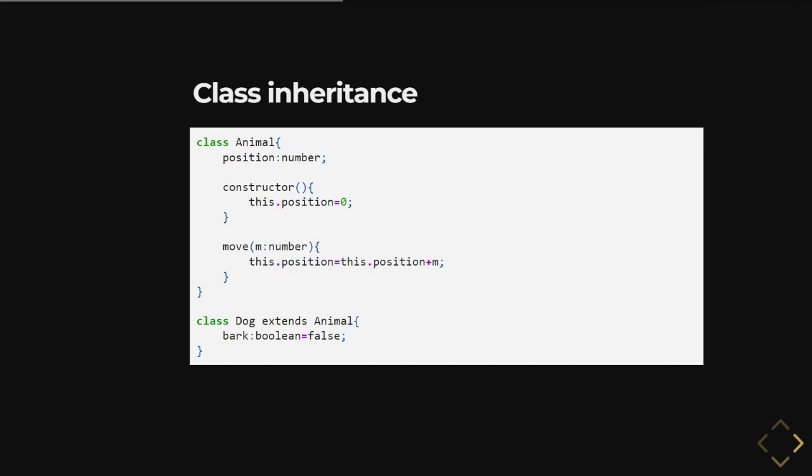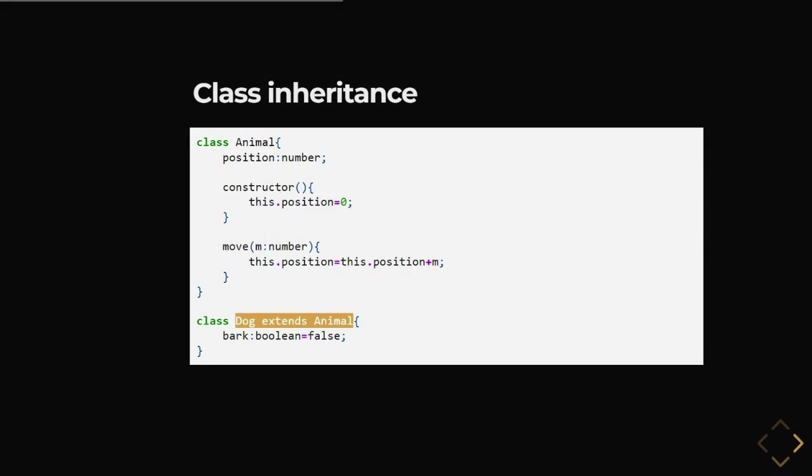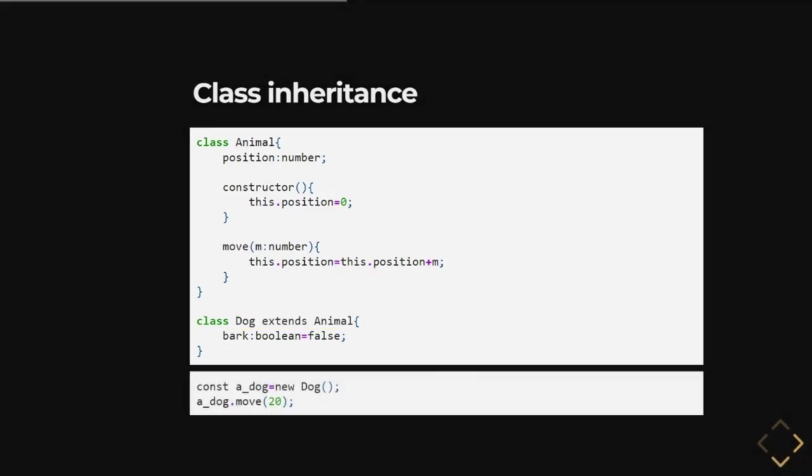A class can inherit from another class and serve as a base for other classes in order to implement a hierarchy. In this example, the class Dog inherits the class Animal. Therefore, we can use the parent properties and methods from inside the Dog object.